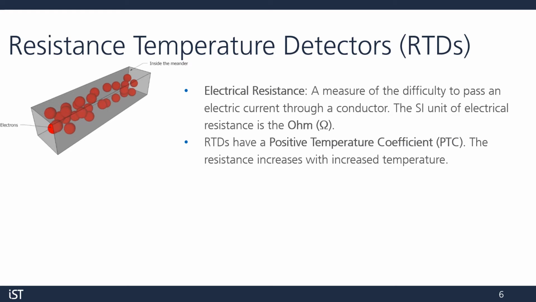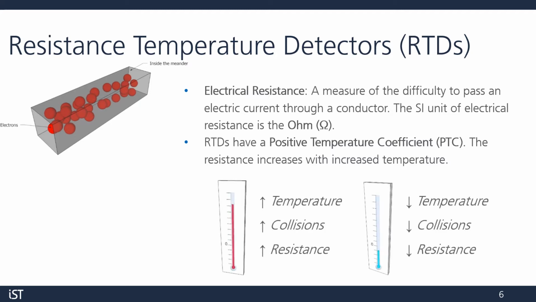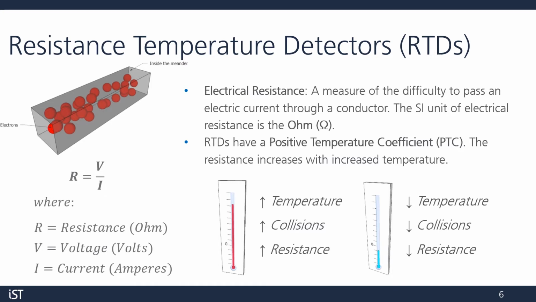Unlike NTC thermistors, the conductive elements of RTDs have a positive temperature coefficient. When the temperature increases, the electrons exhibit more collisions and the resistance increases. The opposite is also true. According to Ohm's law, the resistance of a conductor is equal to the voltage across the conductor divided by the current flowing through the conductor. This simple relationship is what we generally use when designing circuits for resistance measurement.